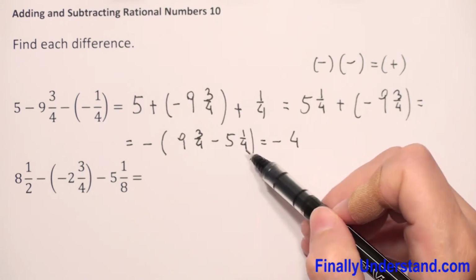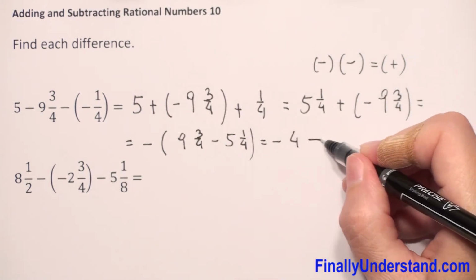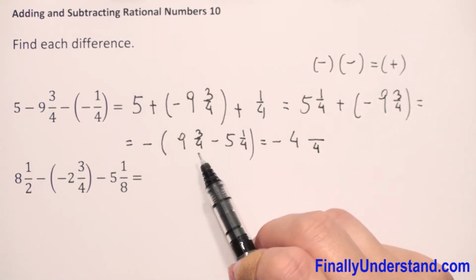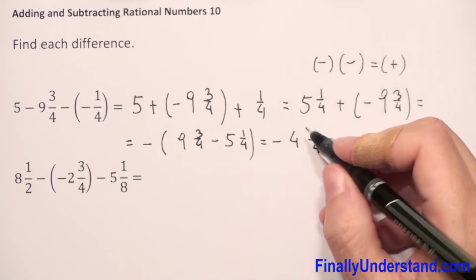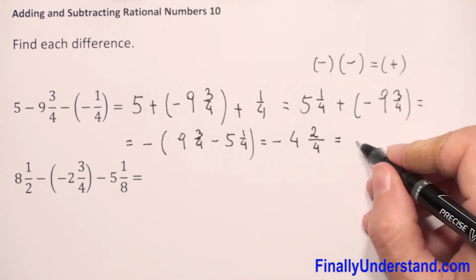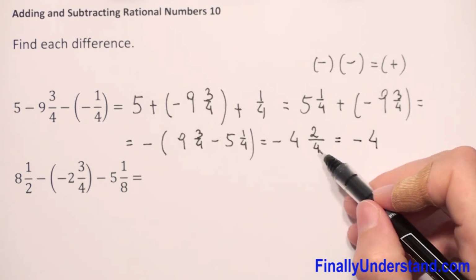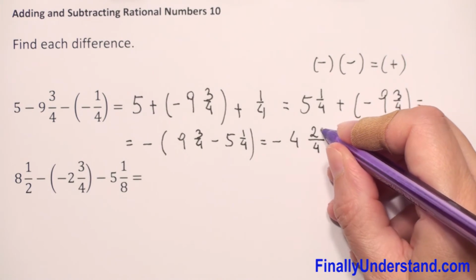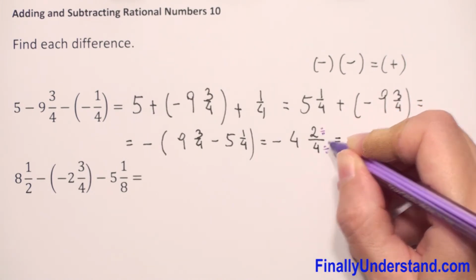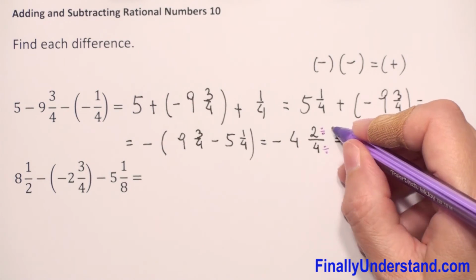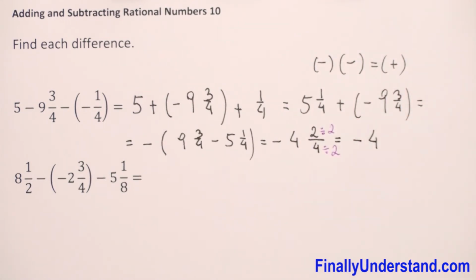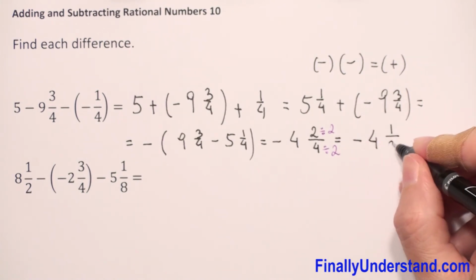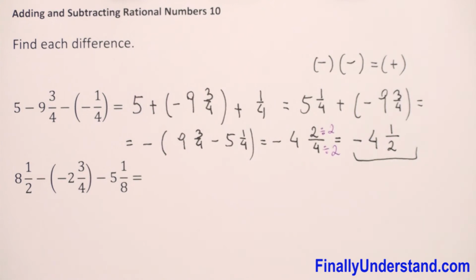We have the same denominator, so we copy the denominator and we just subtract the numerators. 3 minus 1 is 2. So this is equal, negative sign we copy, 4 and 2 over 4, which we can reduce. Reducing means we have to divide the numerator and the denominator by the same number. We have 2 and 4, so we can reduce by 2. So 2 divided by 2 is 1, 4 divided by 2 is 2. So we solved the first problem.